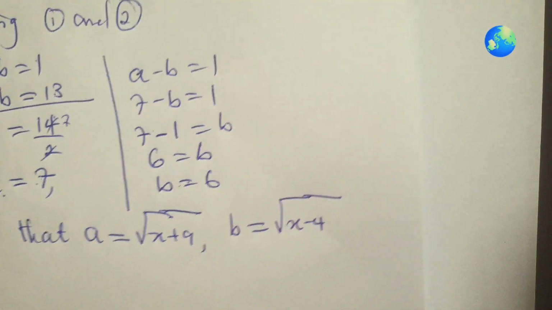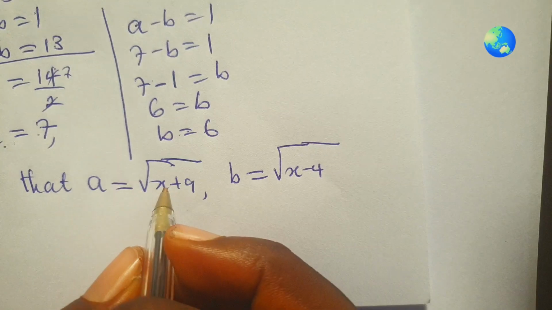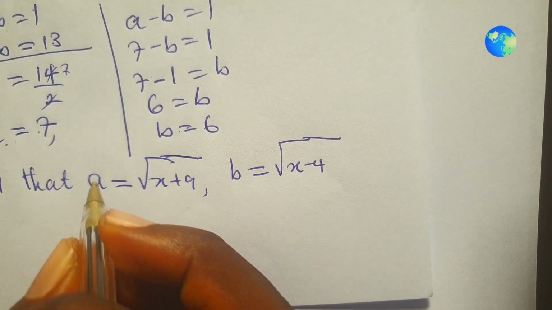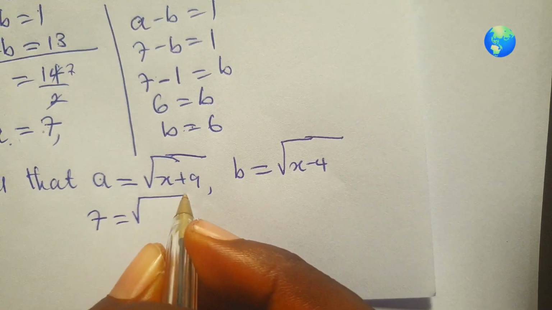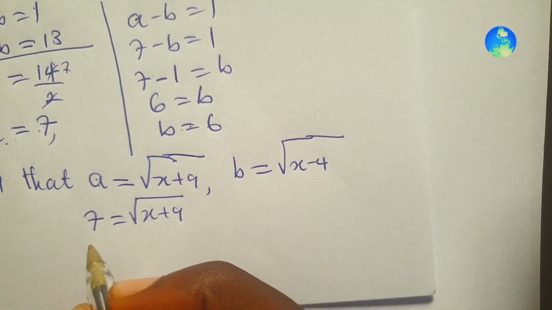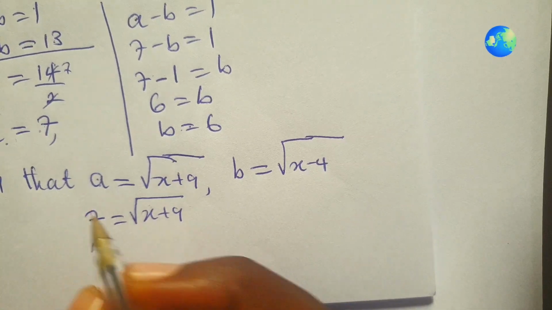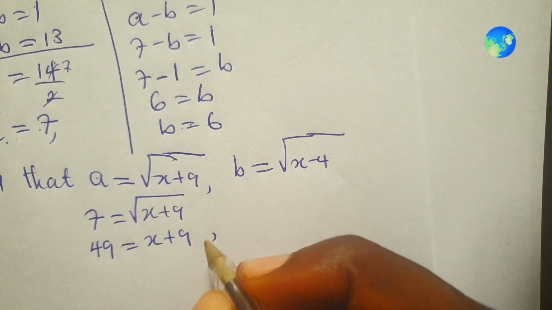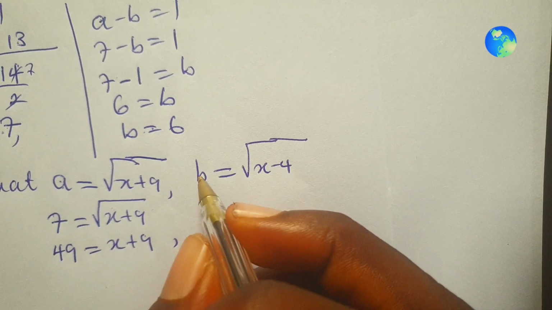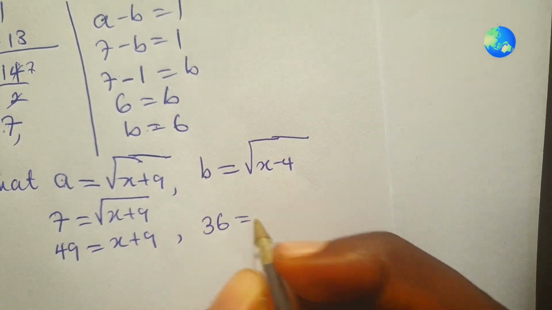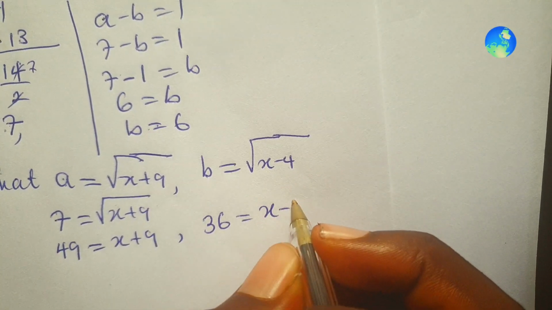So to get the value of x, remember, if a is 7, that means 7 equals the square root of x plus 9. If I square both sides, I will have 49, because 7 squared is 49, equal to x plus 9, right? Same thing here: you remember b is 6, so if I square it, I have 36 equal to x minus 4.